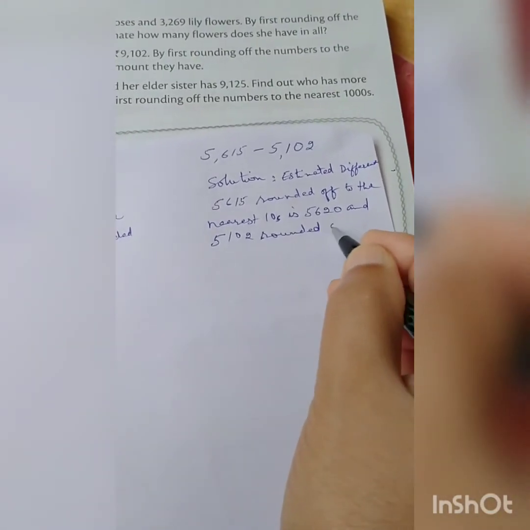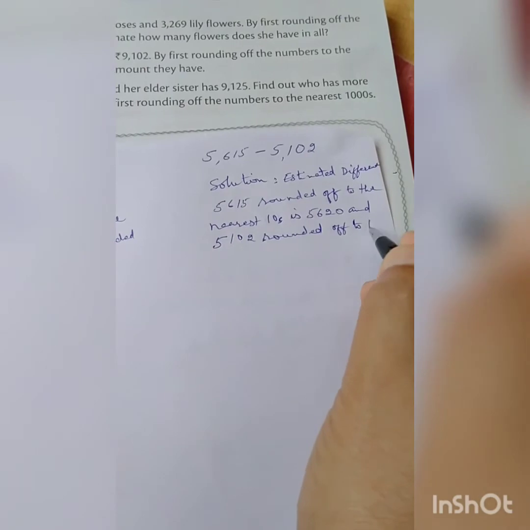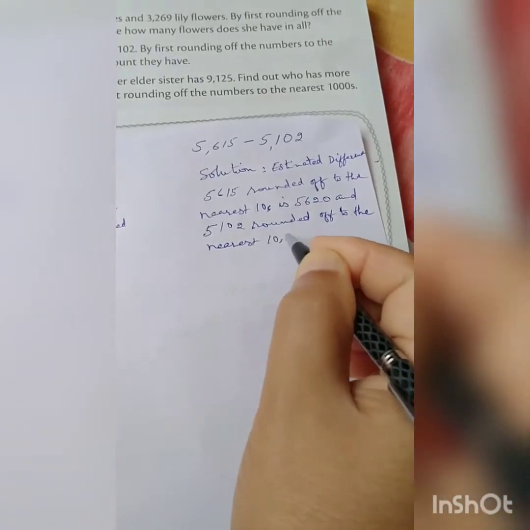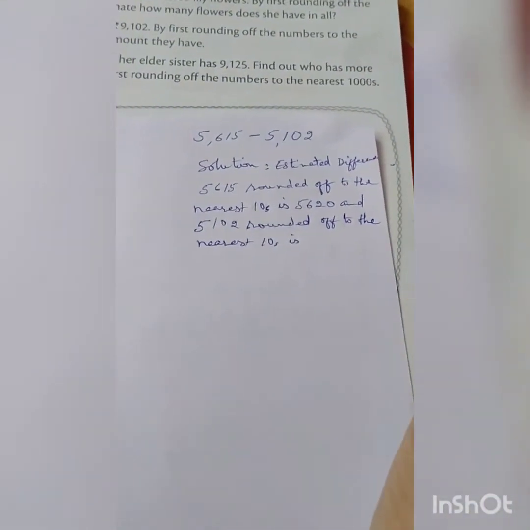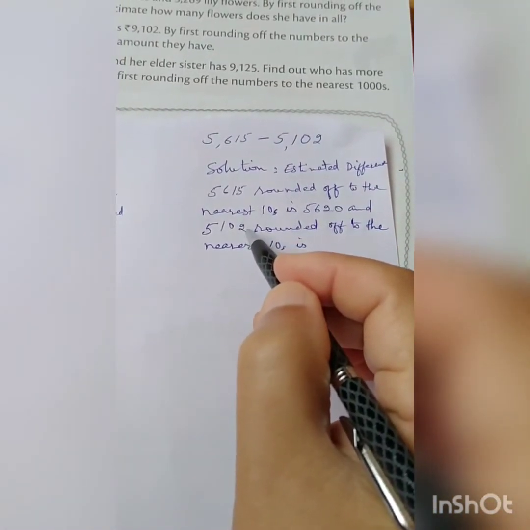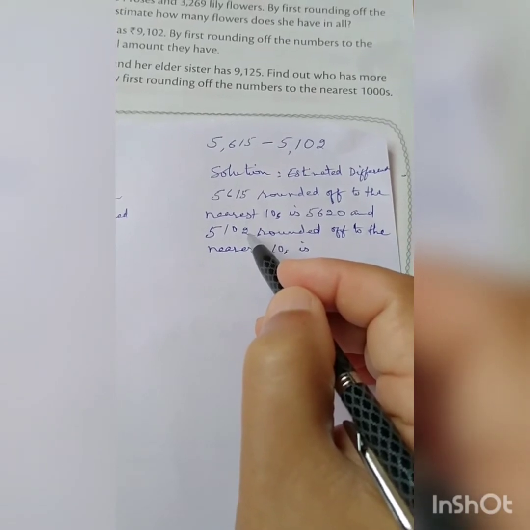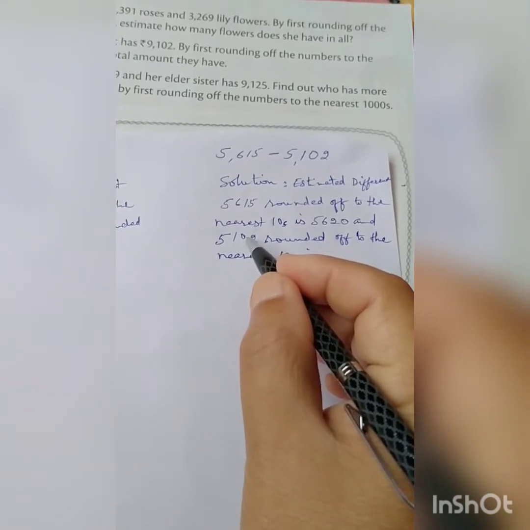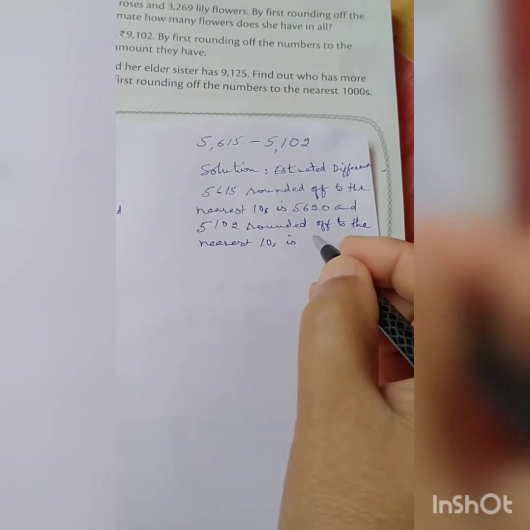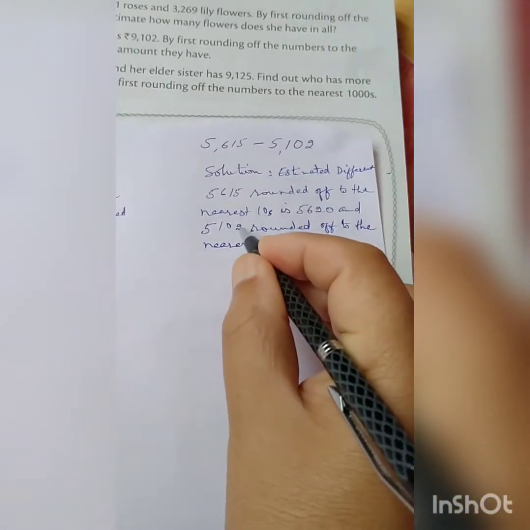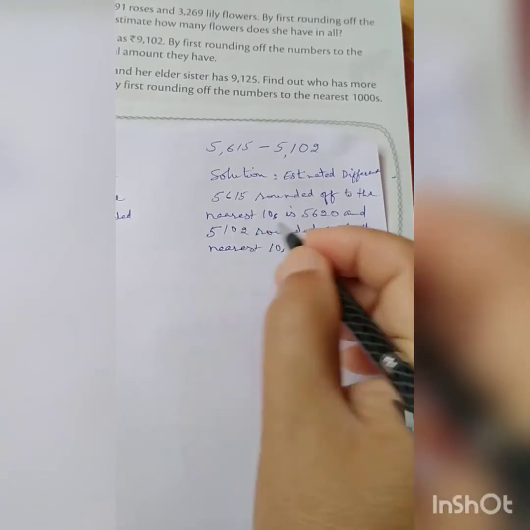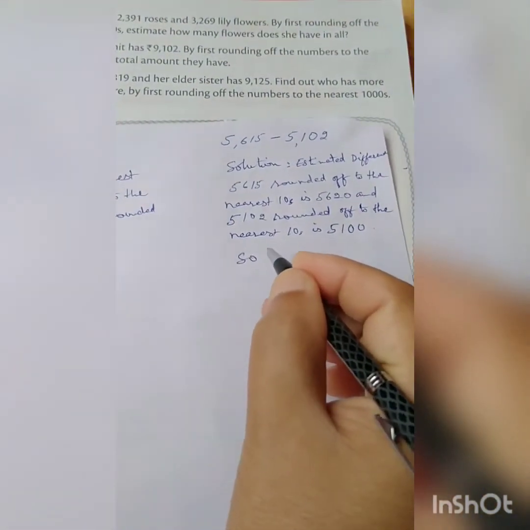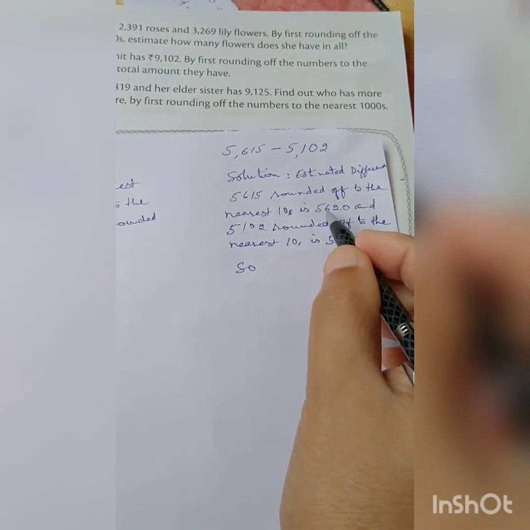And another number 5102 rounded off to the nearest 10 is, and this also we have to round off. So 5102. Now ones digit is 2, that means less than 5, means it will be written as 0 and the digit at 10's place remains the same, means 0 remains 0. So this 2 will be changed to 0 and this will remain the same, means 5100. Okay, so now here we have to use this estimated, means rounded off number.